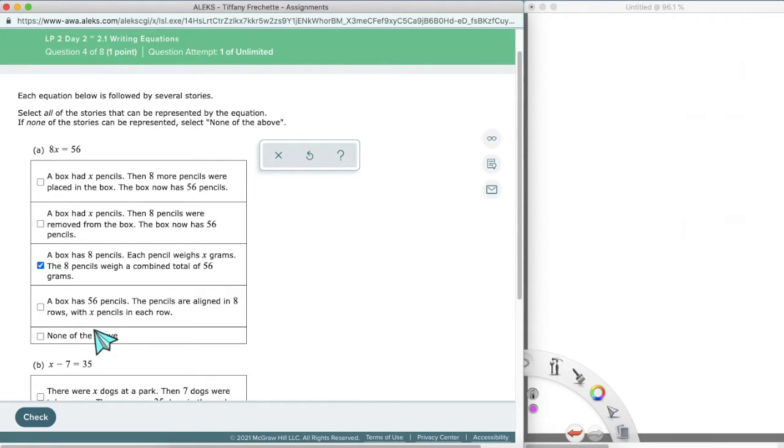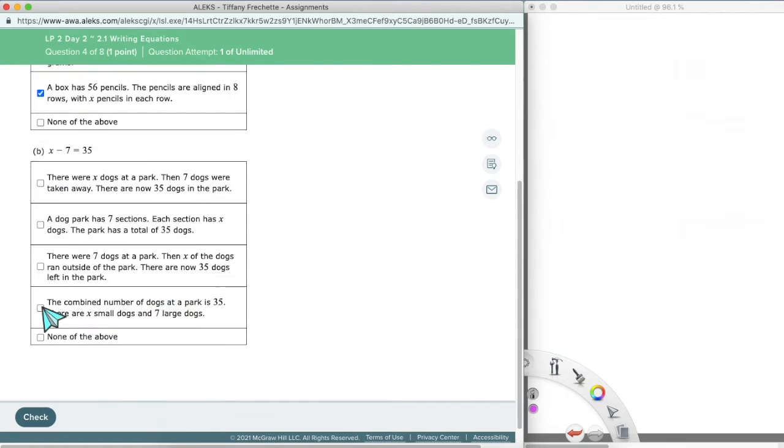A box has 56 pencils. Okay, maybe that's our total. The pencils are aligned in 8 rows with X pencils in each row. Okay, well now I have 8 in each row. Each row has X pencils in it. So this is a multiplication issue. That one works for this scenario.